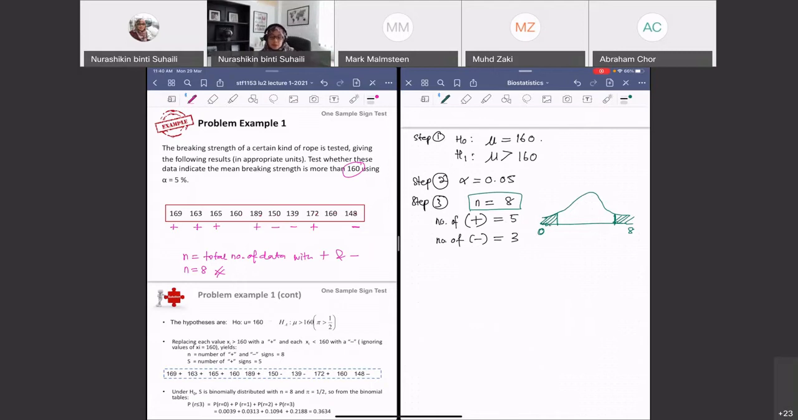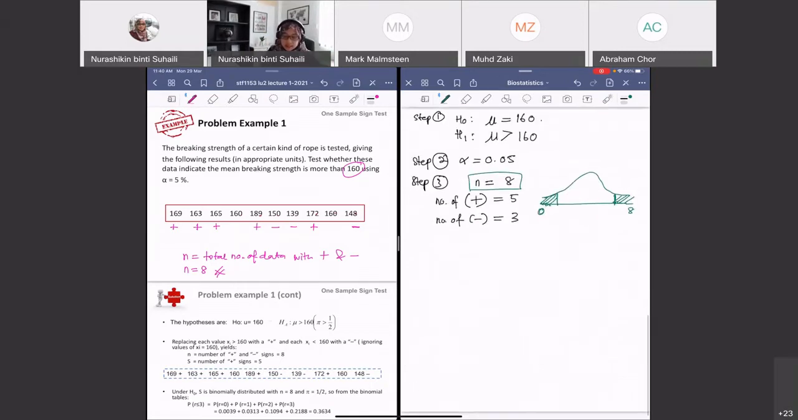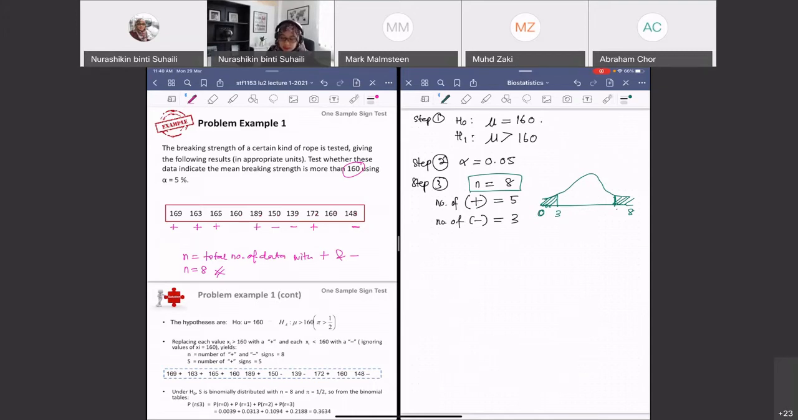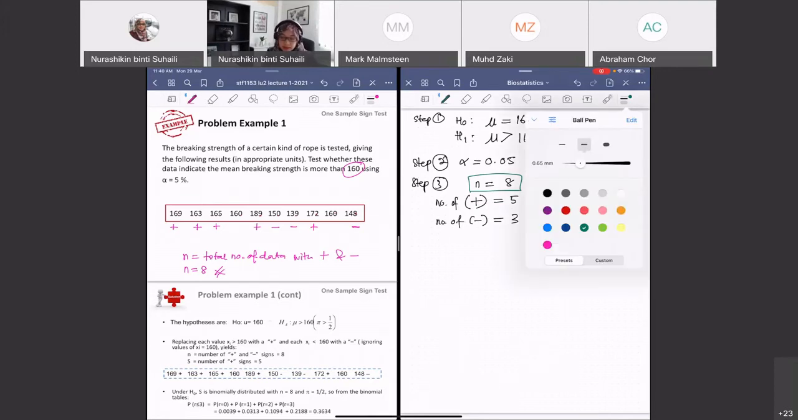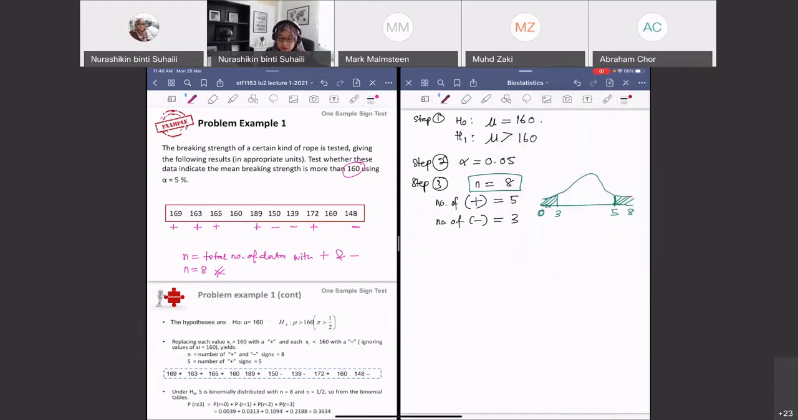So what we can assign here, like the number of negative, we can assign 3 here, and here is 5. Meaning we have to find the area of either side, because it's actually the same. So P from 0 to 3, where P is the probability or the area under the curve, is actually equal to P from 5 to 8. That is the basic rule. So what is meant by that?